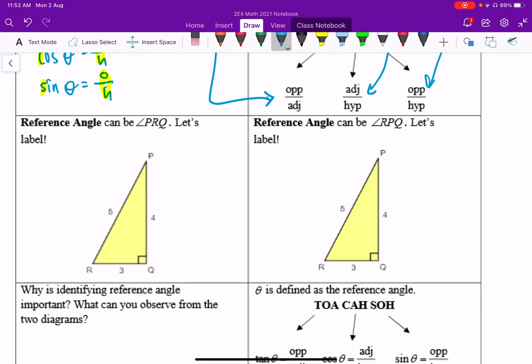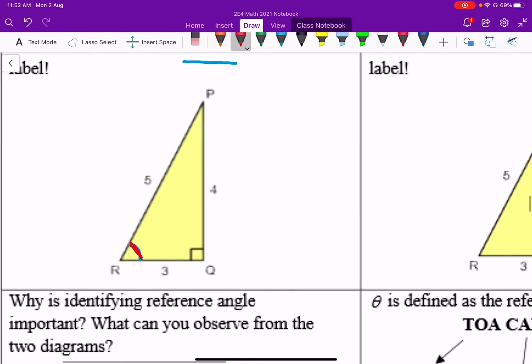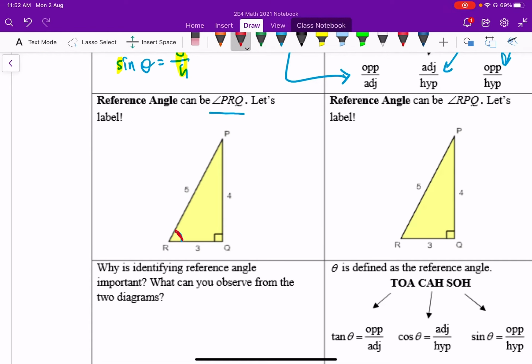The reference angle, let's say we choose PRQ as a reference angle. That means it's here. Can you label together with me? I think I use red pen, easier to see. This is my reference angle, and then I need to label all the sides. Which one is H, which one is O, which one is A. Okay, this is H, this is O, this is A.